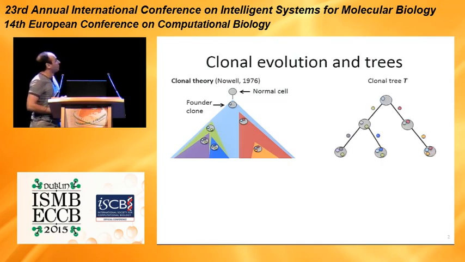We can represent this process as a tree. It's a rooted tree. And the vertices of this tree correspond to the clones. And edges encode direct parental relationships. And they are labeled by the mutation that distinguishes the parent from the child.